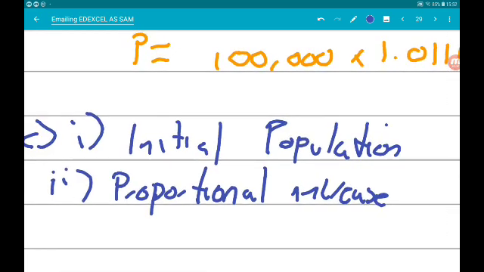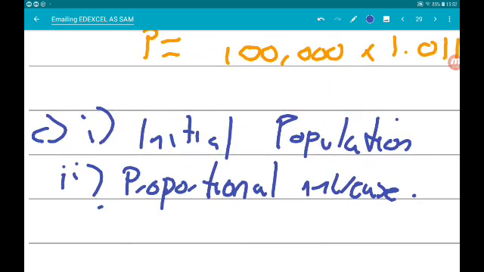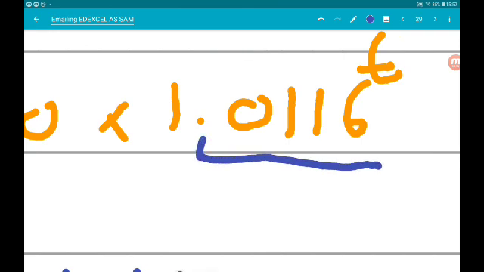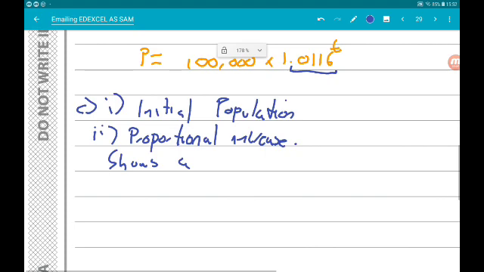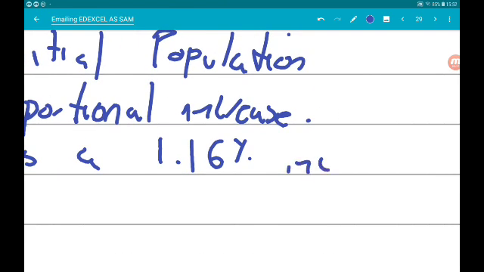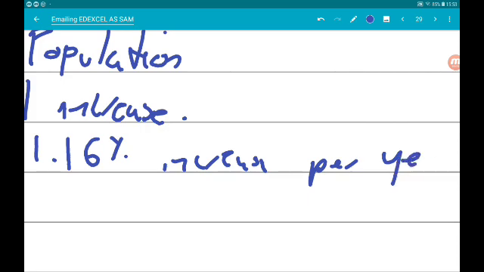Now we could even say it shows, so the increasing part is the bit after the decimal. So 0.0116 as a percentage is 1.16%. So it shows a 1.16% increase per year. Cool.